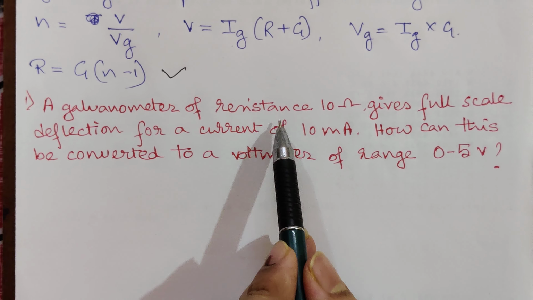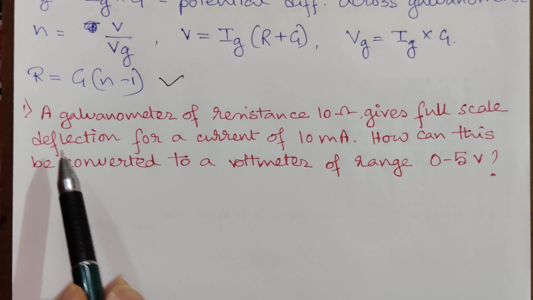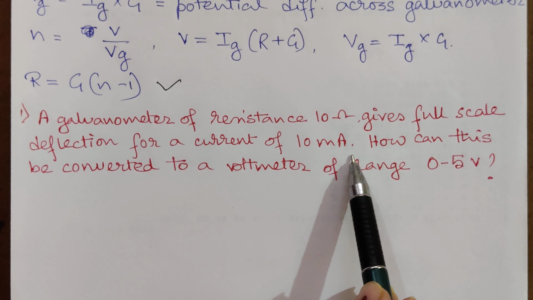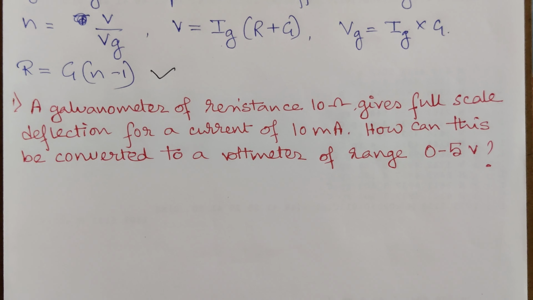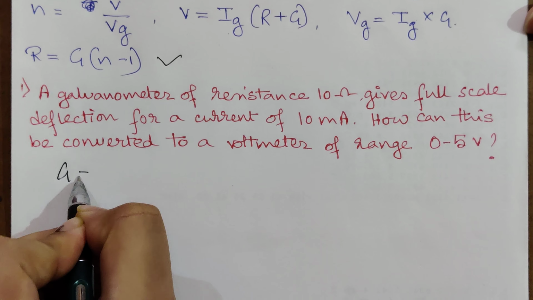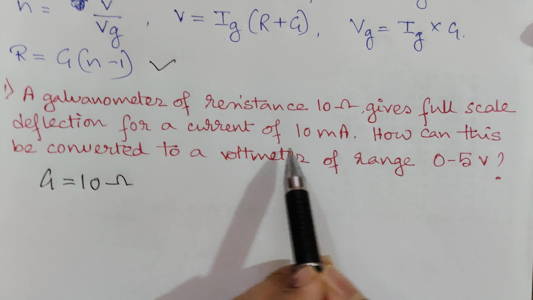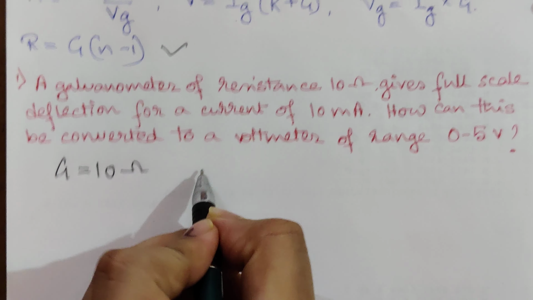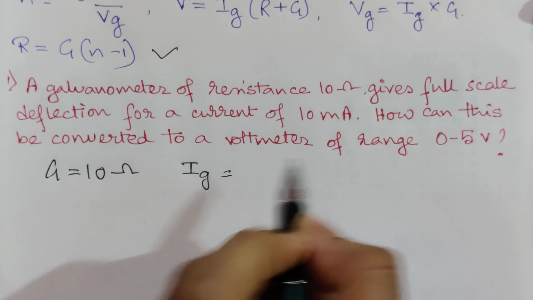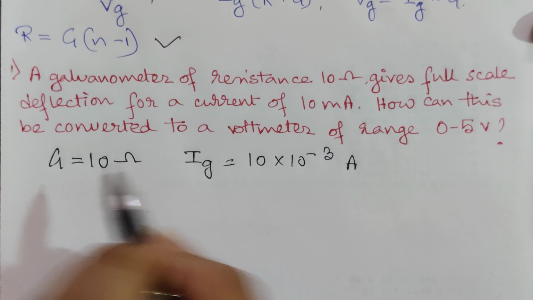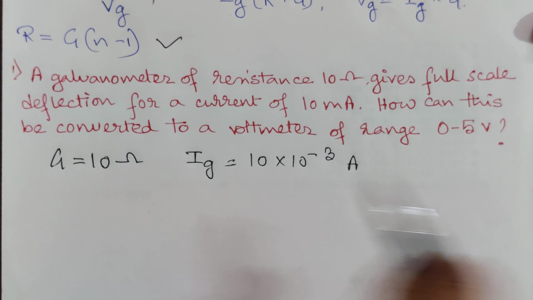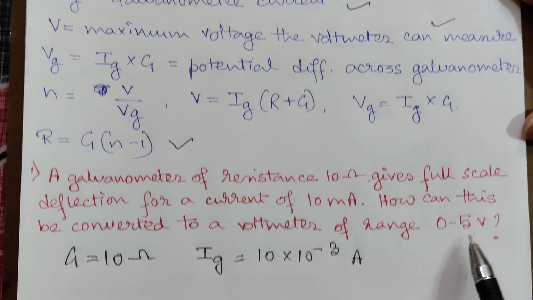A galvanometer of resistance 10 ohm gives full scale deflection for a current of 10 milliampere. How can this be converted into a voltmeter of 0 to 5 volt? So G is 10 ohm, given. Full scale deflection current means galvanometer current, so Ig is equal to 10 milliampere, that means 10 into 10 to the minus 3 ampere. And for the voltmeter range, we will take the maximum voltage, as I mentioned. So we will take V as 5.